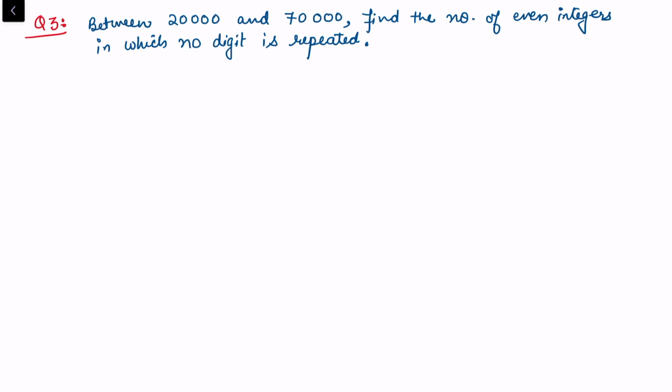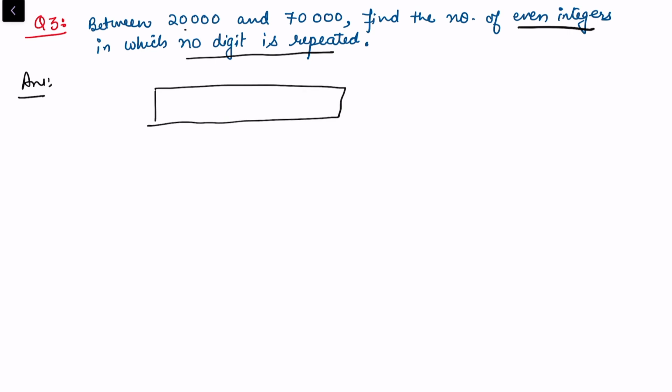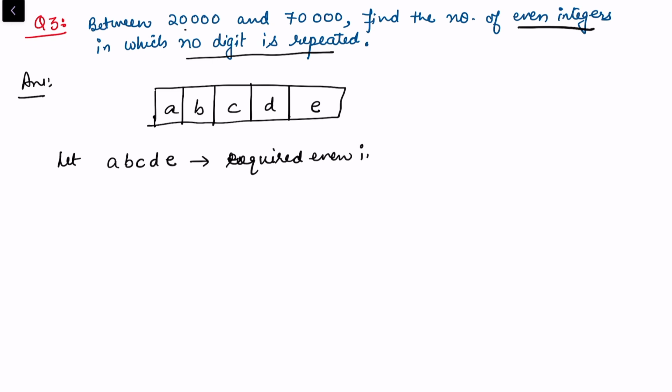Between 20,000 and 70,000, find the number of even integers in which no digit is repeated. For this problem, we want to create an even integer between 20,000 and 70,000. So there are 5 digits. Let me first keep 5 places, 1, 2, 3, 4, 5, and let's say this is A, B, C, D, E. So let ABCDE be the required even integer.